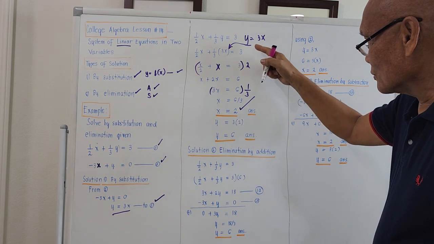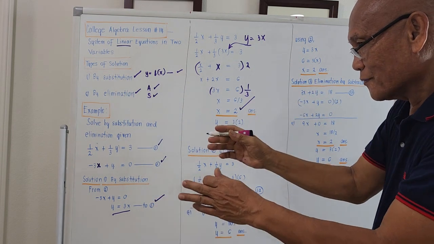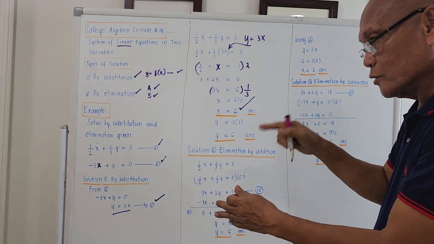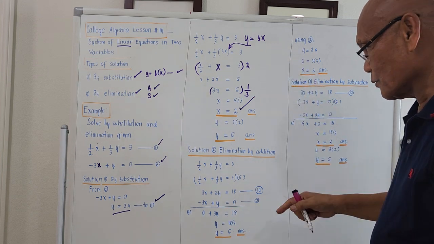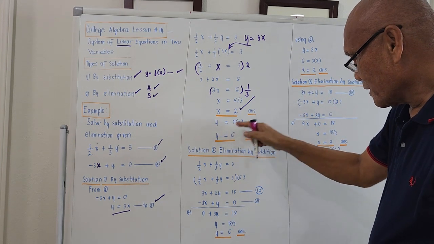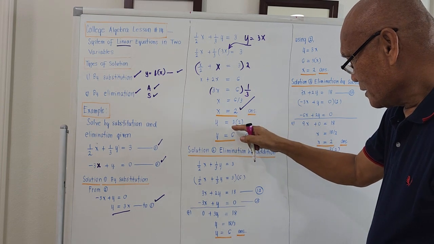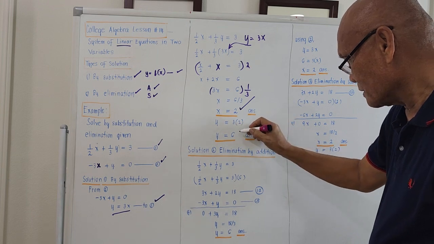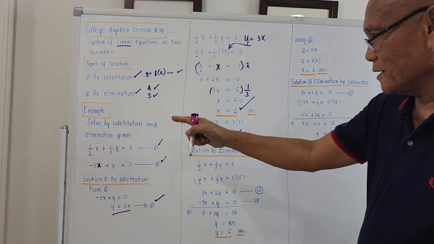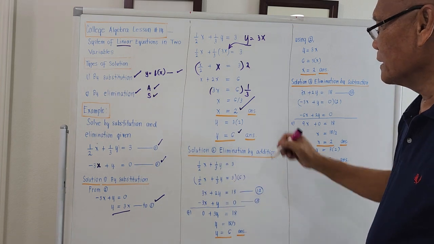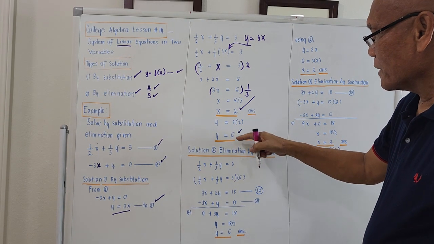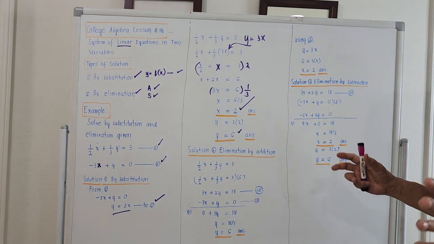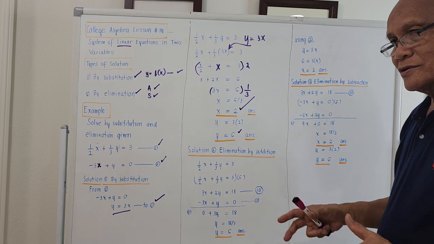Using the relation y equals 3x, derived from y as a function of x, which we used as a substitution into equation number 1, y will be 3 times 2, which is 6. So the answer for the given system of linear equations is x equals 2 and y equals 6. That will be the first solution. Let's now bring out the solution by using elimination.